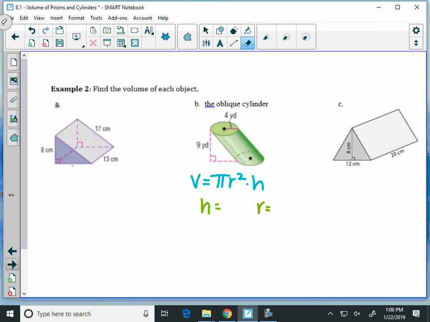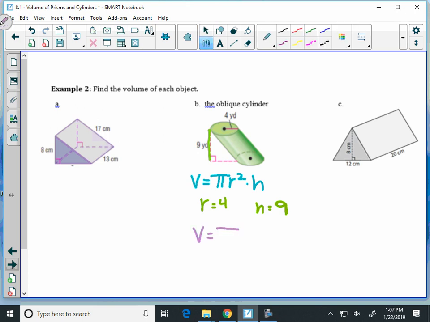Oh, I forgot this. R. Looking at our diagram, what's our radius? 4. Good. What's our height? 9. When it's oblique, when it's slanted like this, your height is just up on the outside, straight down. That's your height. It makes a right angle. It's not what's connecting your bases because it's slanted. Height is always straight up and down. So this time around, it's 9.